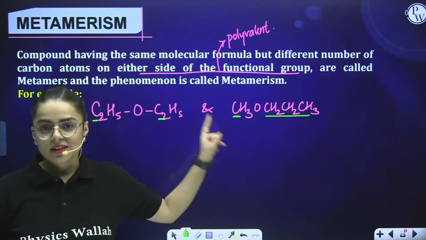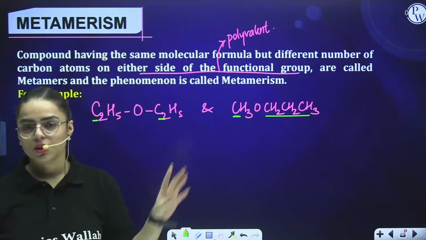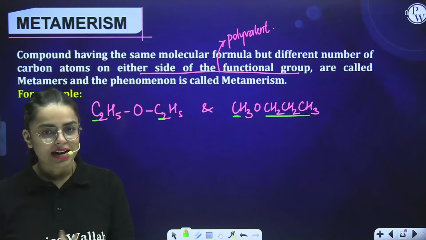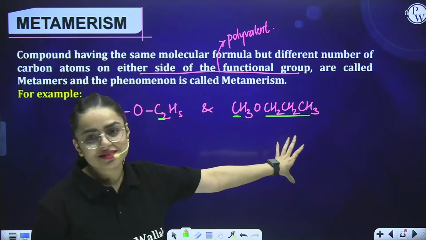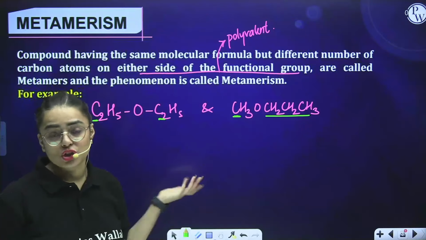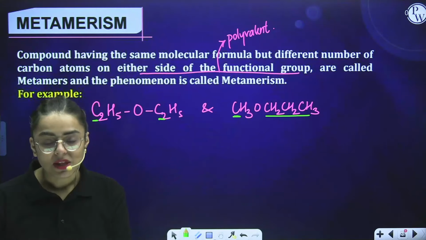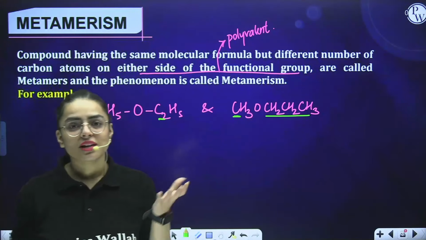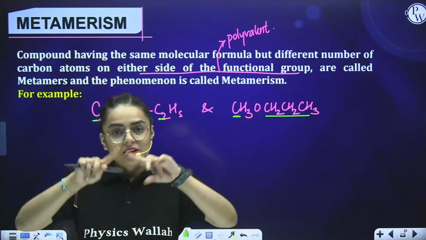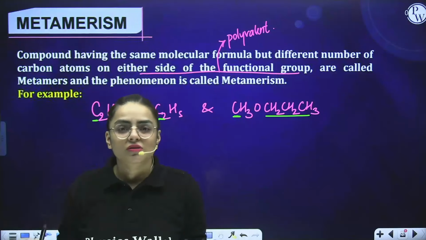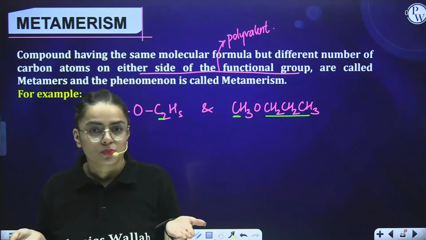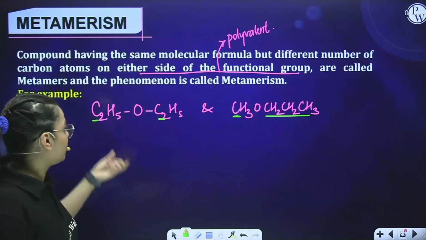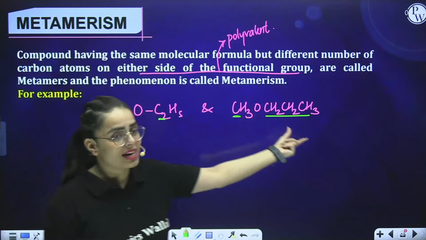Right? Check the molecular formula. Molecular formula is same because both of these have 4 carbon atoms. See, if I talk about hydrogen, they have 10 hydrogen. In this case also you can see they have 10 hydrogen, 1 oxygen. That means molecular formula is same, but the difference arises in the atoms that are present over the polyvalent functional group. On both of the sides of the polyvalent functional group, the number should be different. Here these are 2, 2. Here it is 1 and 3.